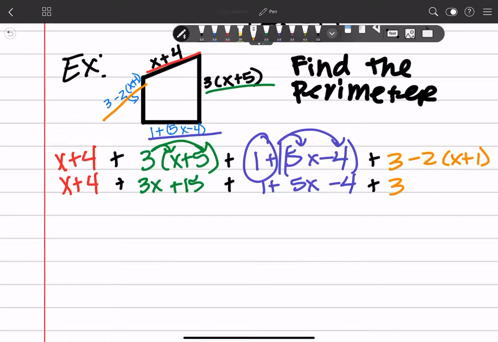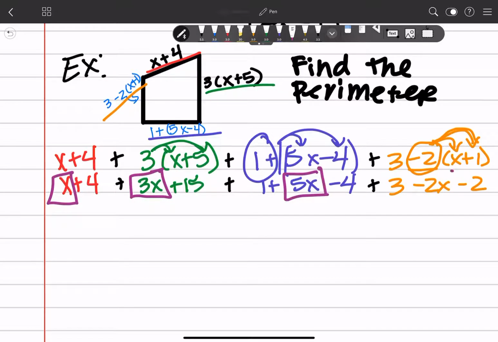We'll bring that 3 down, and then this one, we're distributing a negative 2 to our x and our 1. So we're going to do negative 2 times x, which is negative 2x, and a negative 2 times our 1, which is negative 2. And now comes the big part. Now that all of these are expanded out and you don't need to distribute anymore, you can box and circle. So I'm going to box anything that has a variable of x. I'm going to take the sign with it when possible.